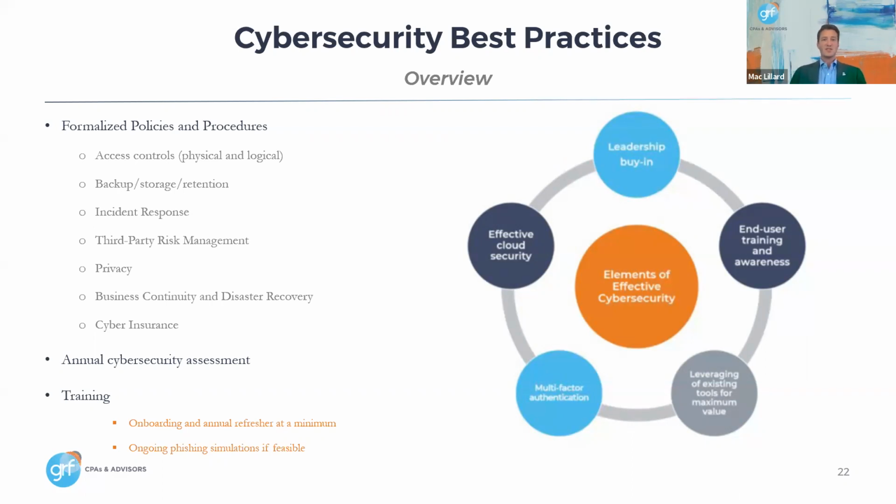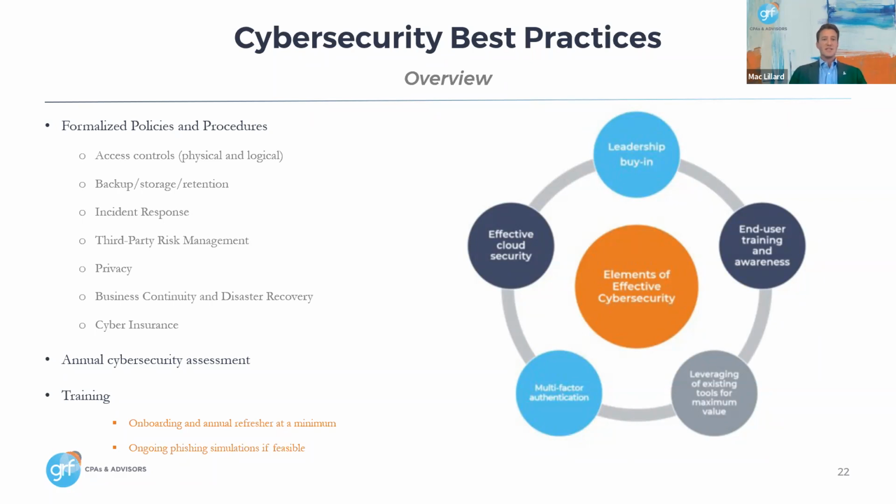Backup storage and retention. This will be pretty straightforward for organizations that are heavily leveraging cloud-based accounting systems, because you're really relying on those third parties to ensure the confidentiality, integrity, and availability of your organization and your clients' data. So any procedures that are performed internally or even by an outside party should be captured within that manual.